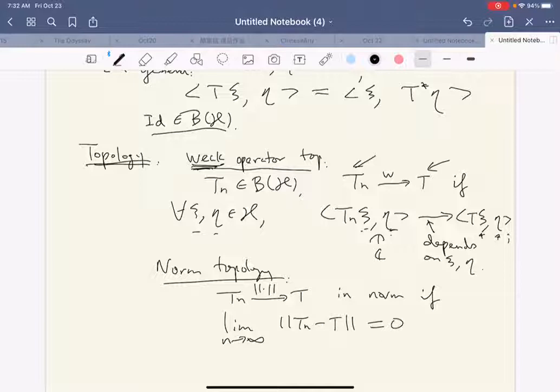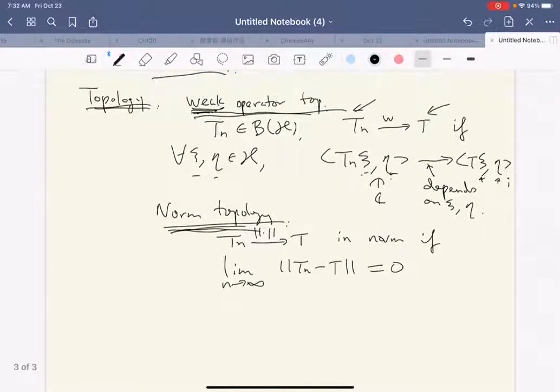I see. So this is absolutely much stronger than that. And so weak operator topology is certainly weaker. If Tn converges to T in norm, then of course Tn converges to T in weak topology. But on the other hand, it's not the same. So this is a good exercise.